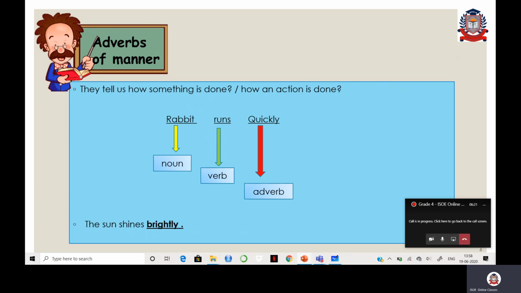How does the sun shine? It shines brightly. So the word here is bright, which becomes brightly, and here the word is quick, so it becomes quickly. Now this is adverbs of manner, to know how an action is done. Like gracefully or sweetly or easily. These are adverbs of manner.